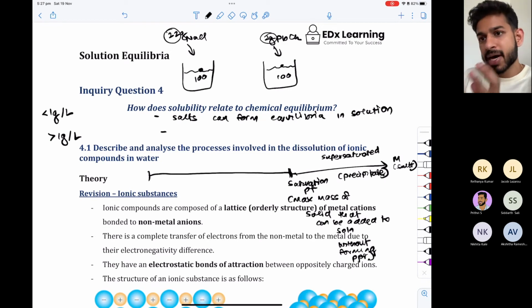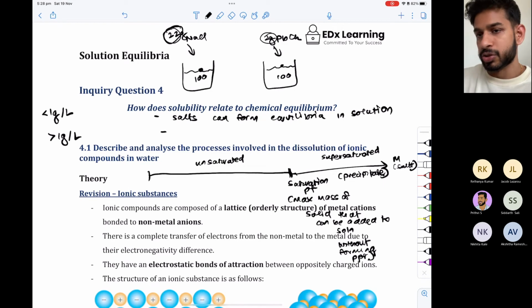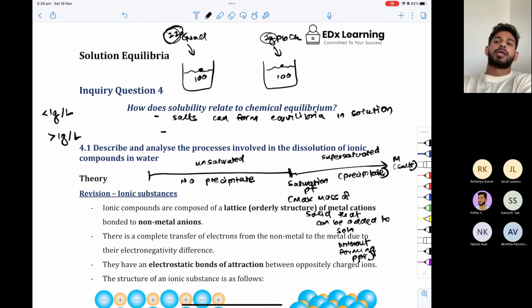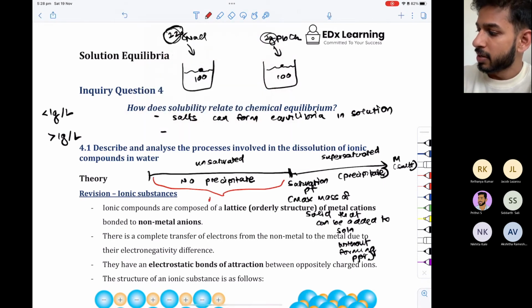If you add any mass of salt that's less than the saturation point for that volume, so in the 100 ml example it's 22 grams of sodium chloride, if I add 10 grams of sodium chloride, it is called an unsaturated solution, and no precipitate forms. So my question to you guys now is, where along this axis do you see an equilibria form? Do you see an equilibria at A, B, or C?